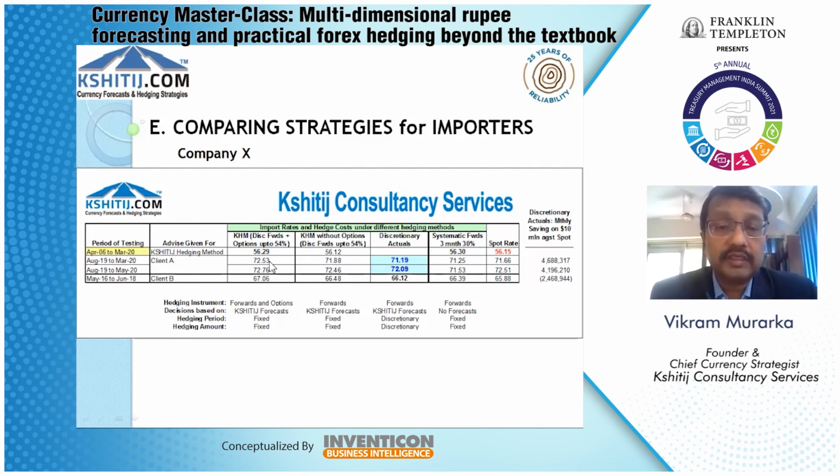And of course the Kshitij hedging method was much more expensive in that period. Okay. And for client B, we saw that we would have paid 66.12 under discretionary hedges as against a market spot of 65.88. So this period, leaving it unhedged would have been better. Of course, the Kshitij hedging method was way more expensive.